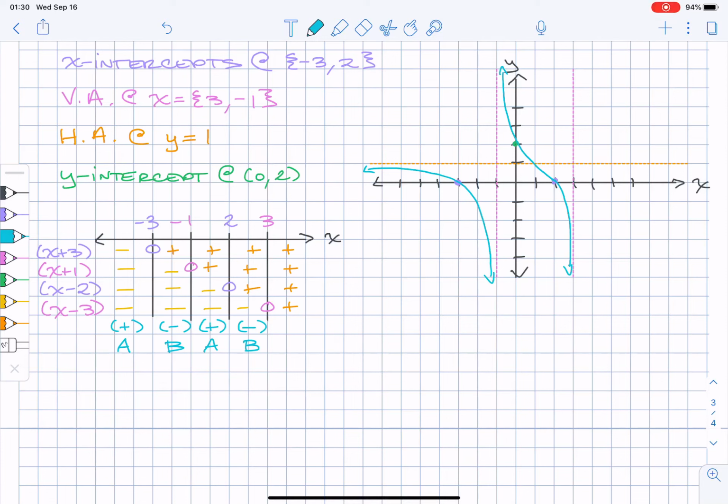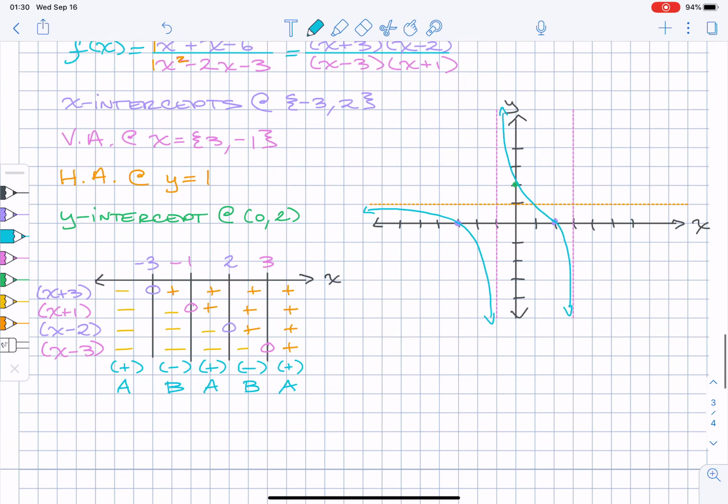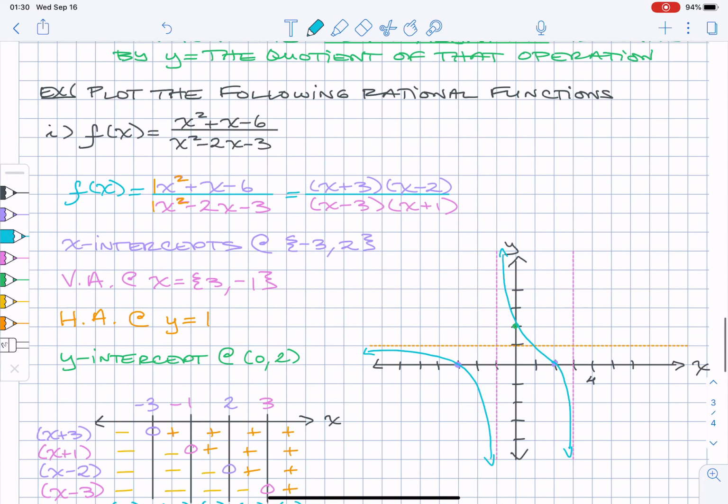Okay, and now, to the right of 3, all positives make a positive, which means we're above the x-axis. So, where am I? I could be here in this region, or I could be here in this region. So what I'm going to do, I'm going to plug in x equals 4 into the equation to see.